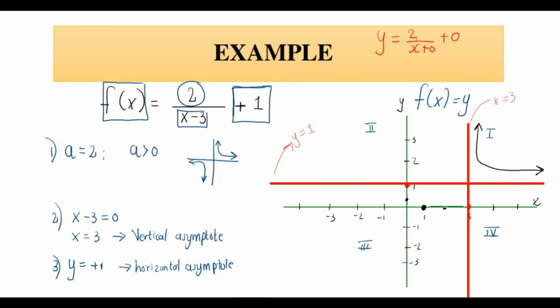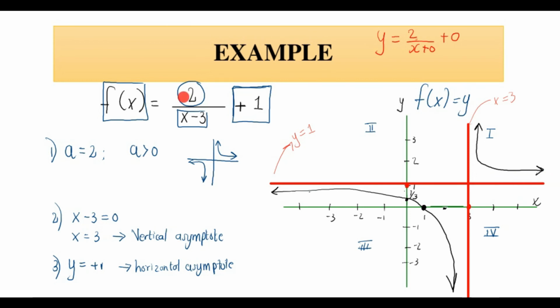Therefore, guys, that is our hyperbolic function. That has the y-intercept 1 over 3 and the x-intercept 1. All right, and this hyperbolic function has the vertical asymptote, vertical being the vertical line, x which is equal to 3, and the horizontal asymptote, y which is equal to 1, right?